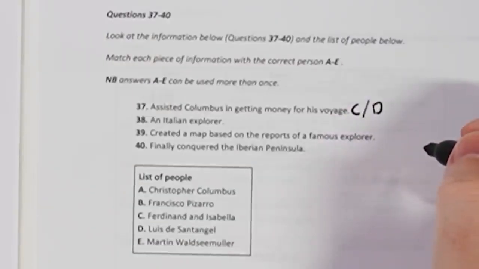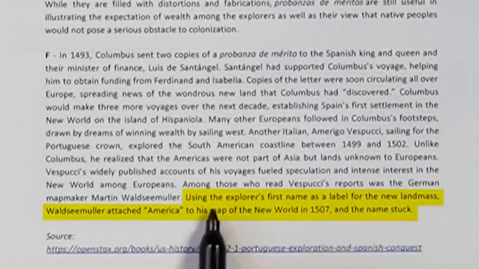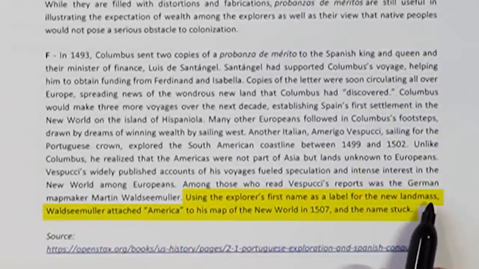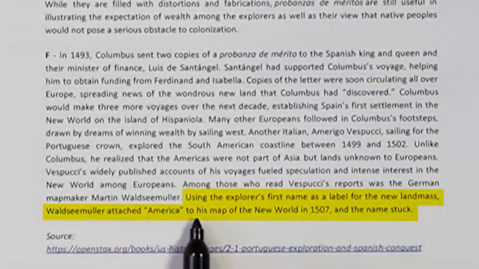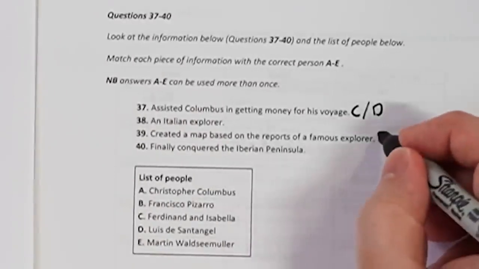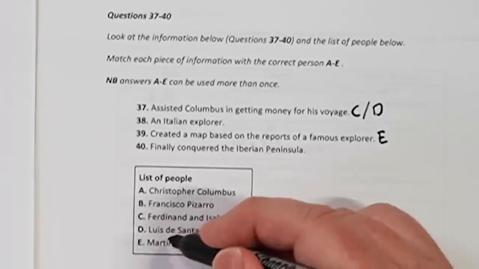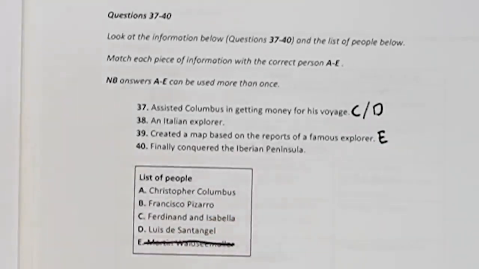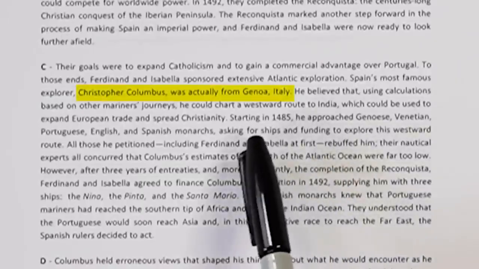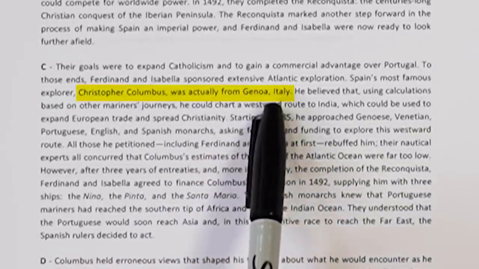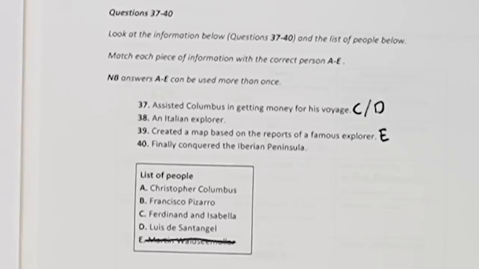So let's move on to Martin. Remember, Martin helped name it. Using the explorer's first name as a label for the new landmass, attached America to his map of the New World. Created a map, so 39 is E. So an Italian explorer, Christopher Columbus was actually from Genoa, Italy. So an Italian explorer, A.